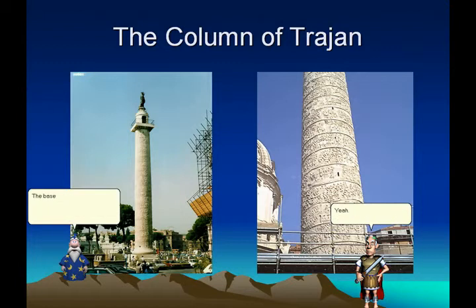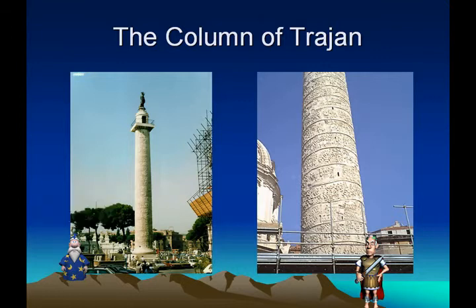Yeah. The base is covered with reliefs of trophies of Dacian weapons. The funerary chamber inside it once contained Trajan's ashes, which were laid to rest in a golden urn. The emperor's statue, which stood on the summit, was replaced by that of St. Peter in 1587. Let us move on to some other tombs.